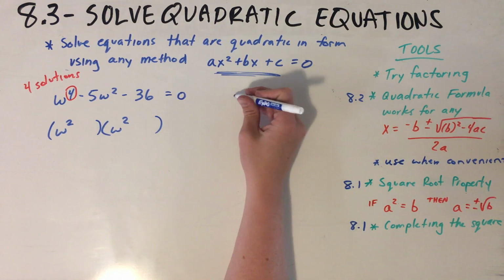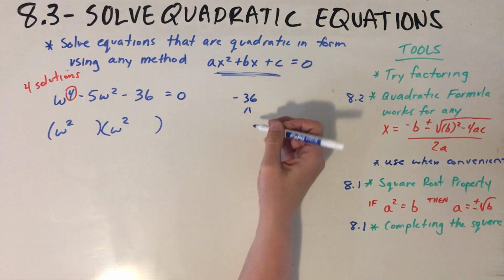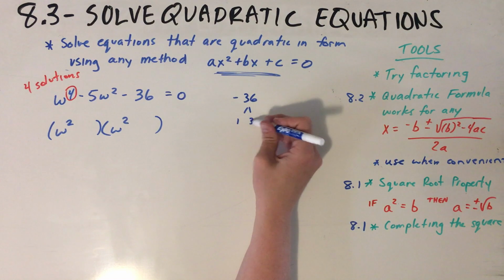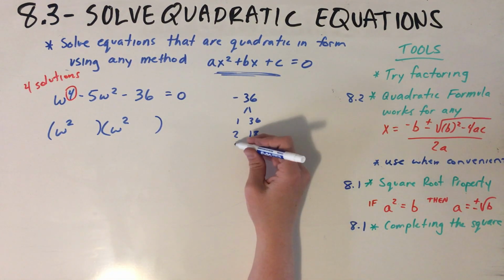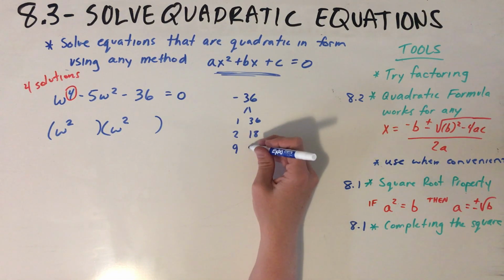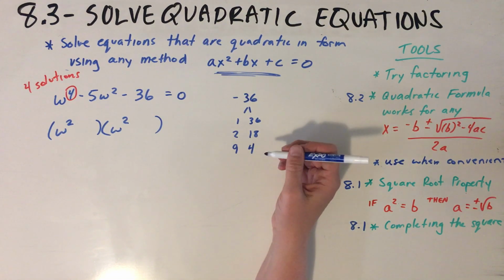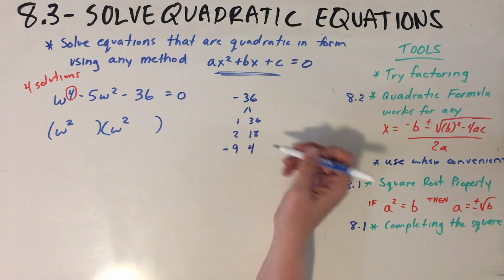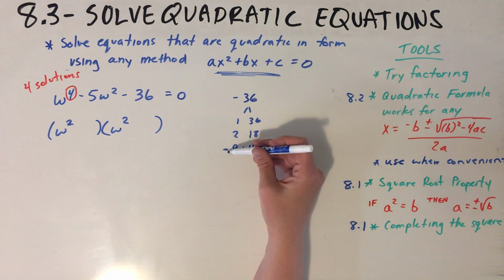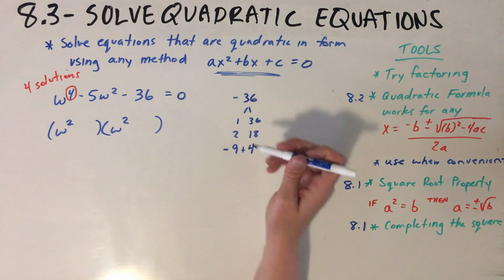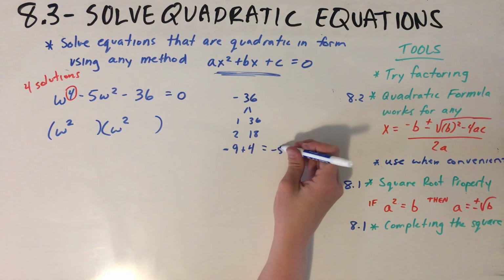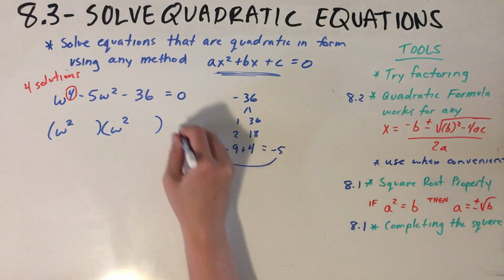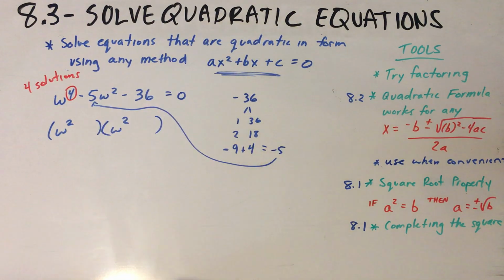So if I were to list the factors of -36, you could start with 1 and 36 and 2 and 18, but it's really quite straightforward here. We've got 9 and 4. The 9 is negative and the 4 is positive, because -9 times 4 is -36, and -9 plus 4 is -5. That's what we were looking for. We were looking for factors that sum to this middle term.